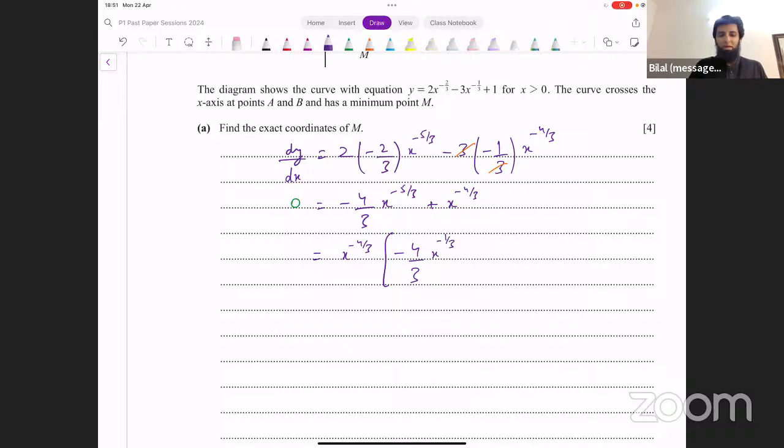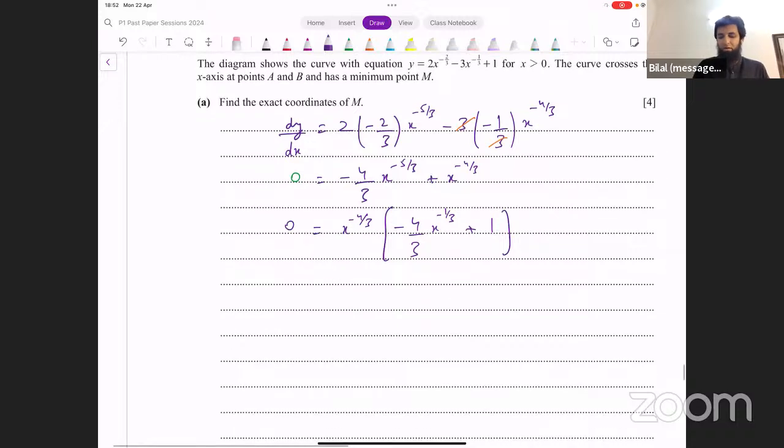You can verify that by just multiplying x power minus 4 over 3 with x power minus 1 over 3. Do you get this back? Minus 4 over 3 minus 1 over 3, that is minus 5 over 3. So that's fine. And then outside, the second term is just going to be plus 1. This is what we get. Now, it's a product. That means either x raised to the power minus 4 over 3 equals 0, or minus 4 over 3 into x raised to the power minus 1 over 3 plus 1 equals 0.